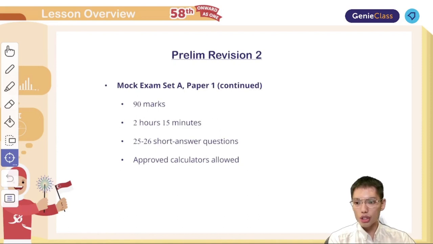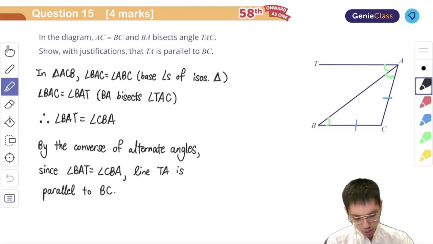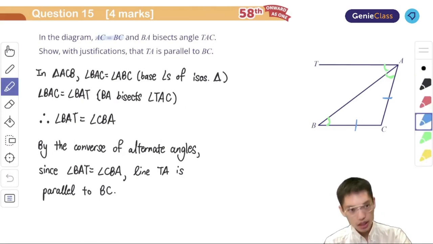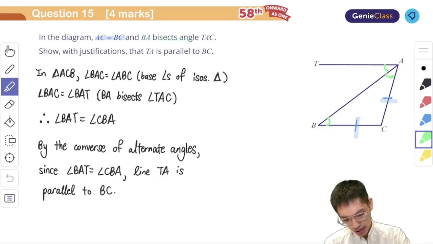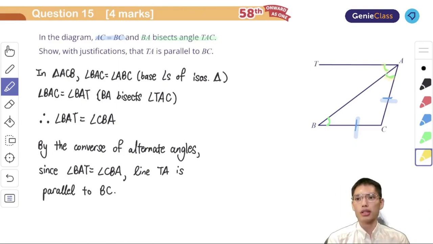If you look at question 15, it is a proving style question. Whenever we go to such questions, always try to see what the question has given you. In this case, we know AC is equal to BC, as indicated by the lines over here, and BA bisects angle TAC. So we do know these two angles are equal, but how do we represent them? We need to show with justification that TA is parallel to BC.